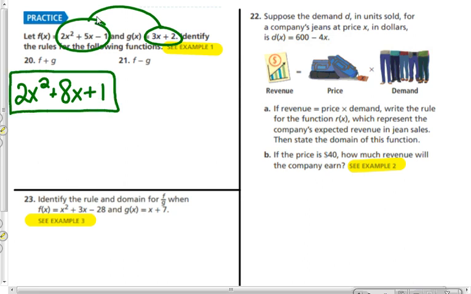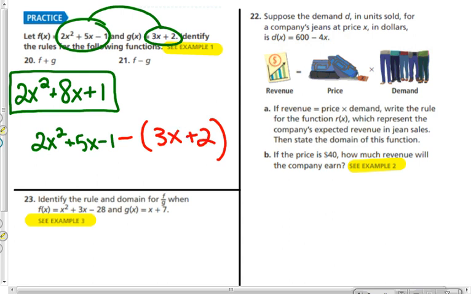Simple enough? 21, we're subtracting. So when you're subtracting, think of taking f of x, which I'm writing in green, minus g of x, which is 3x plus 2. So what's the one little thing to remember here when you're subtracting? Distribute that minus sign. Okay, so you're taking away 3x, and you're taking away positive 2.